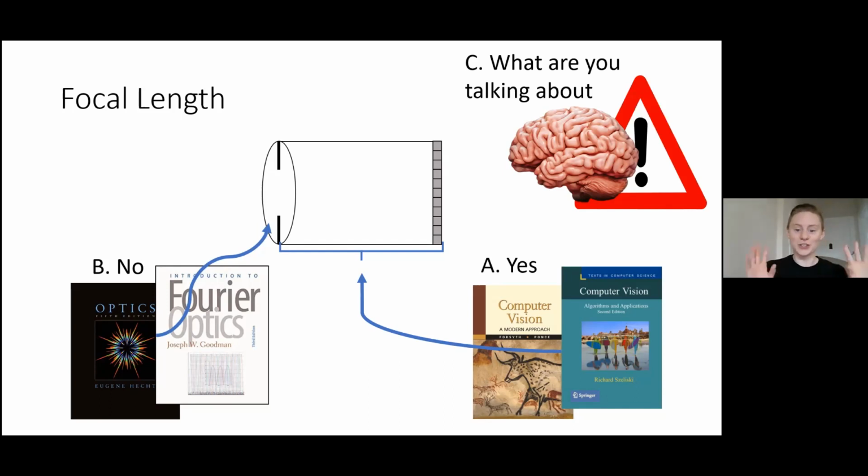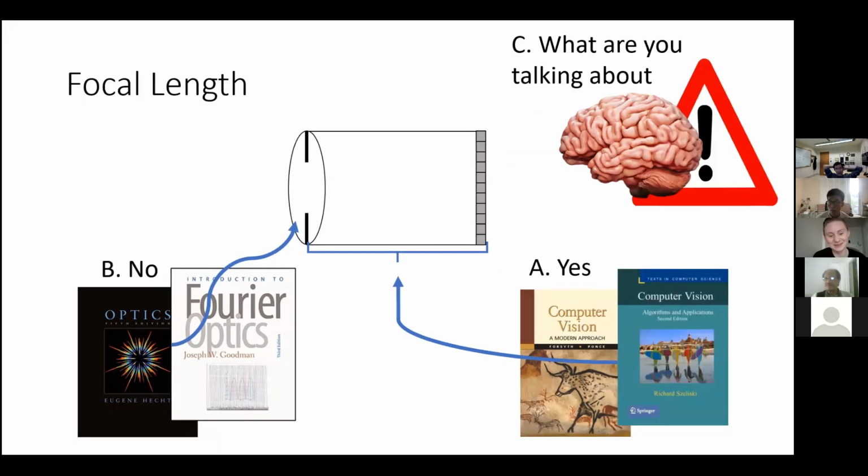Can I ask a question, Emma? Yes, absolutely. I'm a Fourier optics person, so I think the answer is no. But how do the vision people think about it? Why does it depend on the length between your lens and the sensor? Why does it make sense to those people?